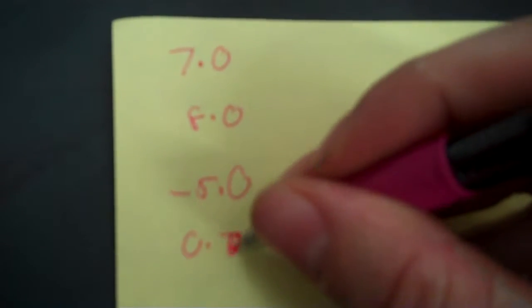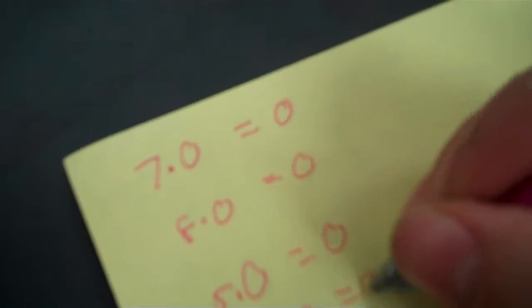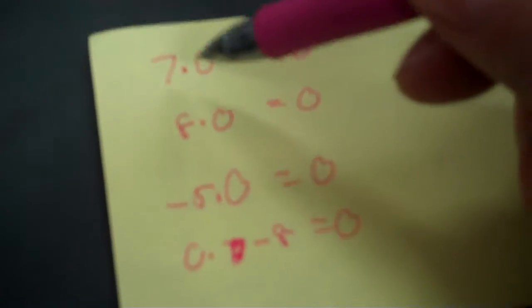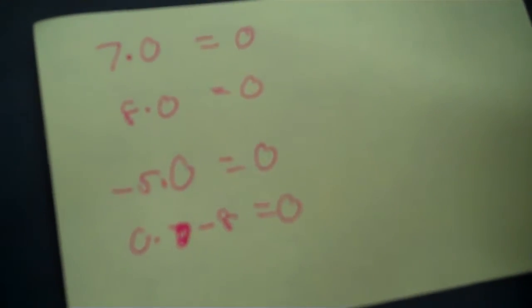Or, no, I already got 7. Let's go negative 8. Okay, 7 times 0 equals 0. 8 times 0 equals 0. That equals 0. And this equals 0. So basically, if one of the factors in the multiplication is 0, then the product, the answer, is going to be 0. Okay? Now that helps us make sense out of what's going on here.